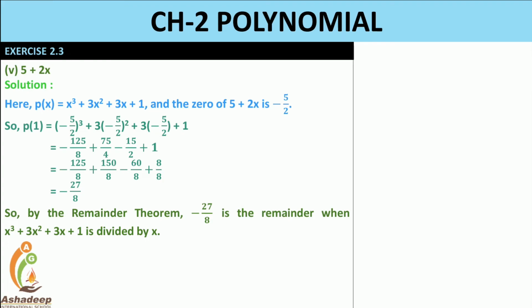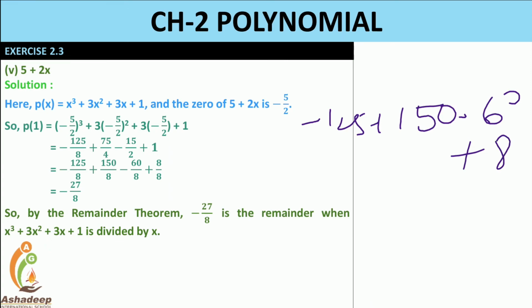Now what is the LCM? LCM is 8. So multiply here. Here you have to multiply 75 with the 2, and 15 with the 4. So now 75 times 2 is 150. 15 times 4 is 60. Now add and subtract this. So minus 125 plus 150 minus 60 plus 8, divided by 8.